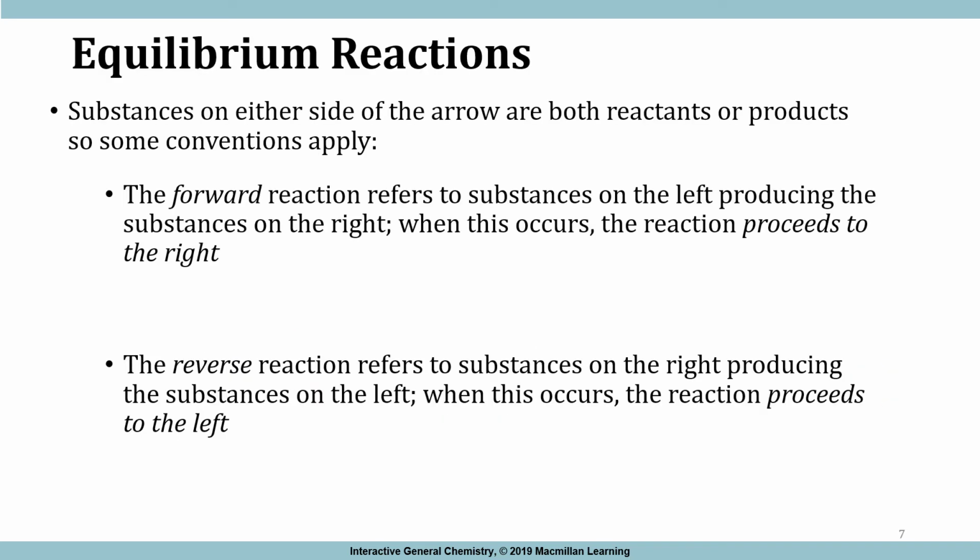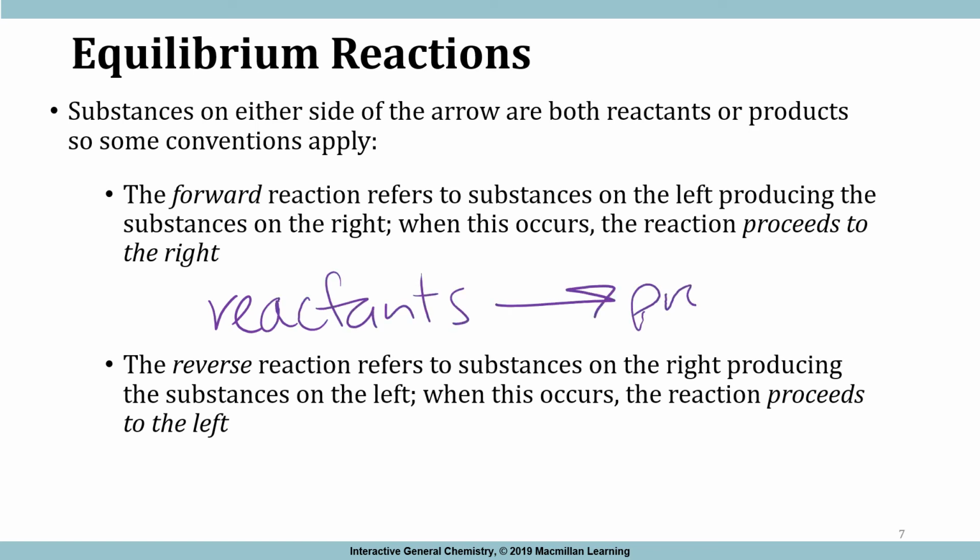So the forward reaction refers to substances on the left producing the substances on the right. When this occurs, the reaction proceeds to the right. So it's always going to be reactants on the left, and so that forward reaction is the same thing as proceeding to the right, meaning that the products are going to be favored and then products are going to be formed. The reverse reaction refers to substances on the right producing substances on the left. When this occurs, the reaction will proceed to the left.